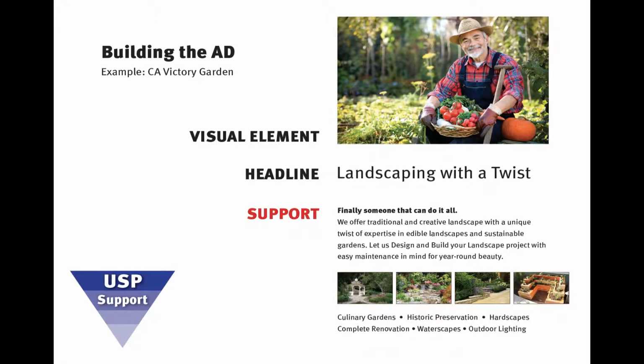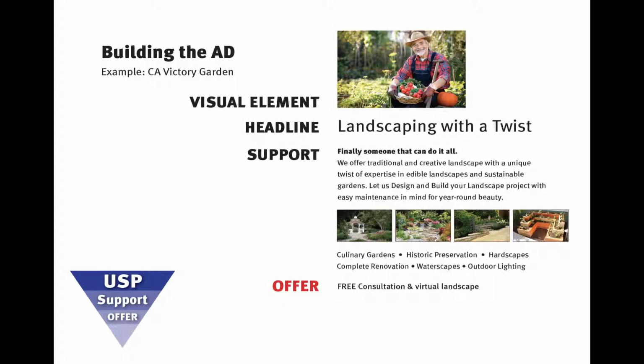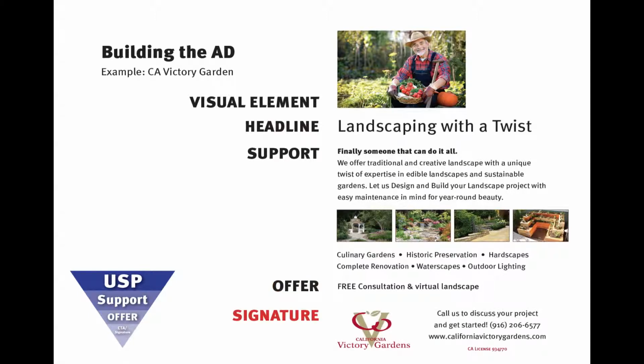And then just a listing of bullet points, what they do: culinary gardens, historic preservations, hardscapes, complete renovation, waterscapes, and outdoor lighting. Okay, next thing we're going to do is add the offer, which is free consultation and a virtual landscape. And then after that, we have the signature, which is a simple logo, your call to action, which is call us today to discuss your project and get started, and then their contact information leading them to the website for more information, license number, and a phone number.